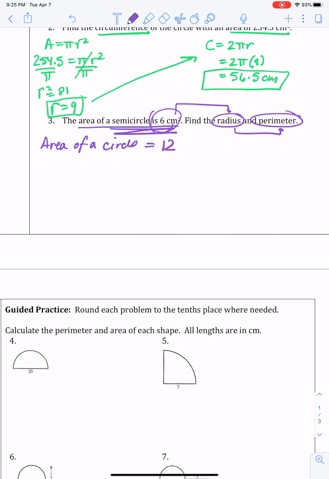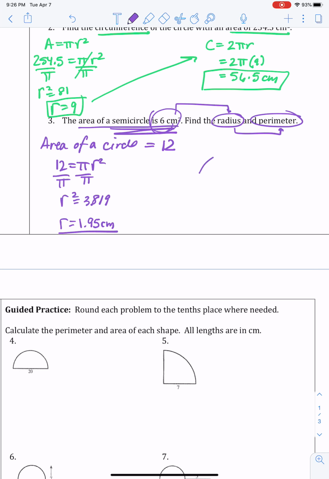So then 12 equals pi r squared. Divide by pi. R squared is 3.318. So R is 1.95 centimeters. Okay. So that's the area of a semicircle.